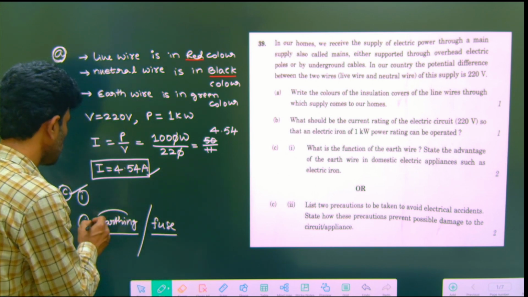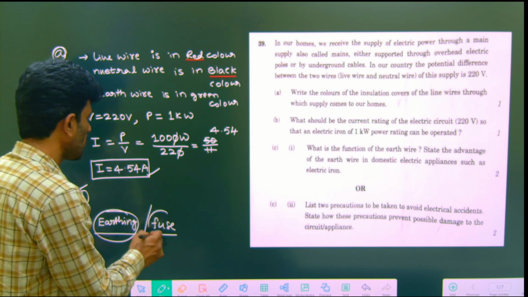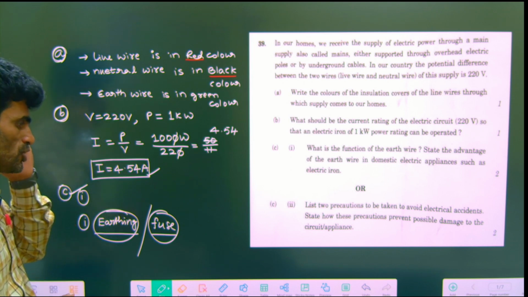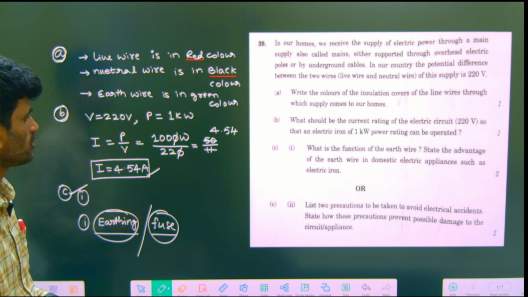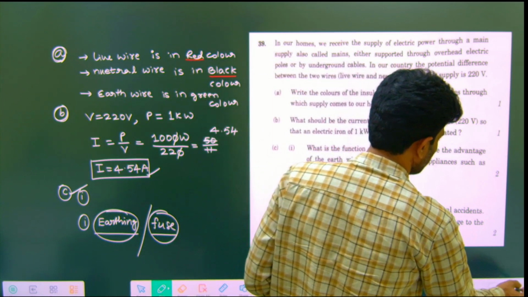And we discussed just now about earthing, how it protects us from electrical shock. So these are some precautions to be taken to avoid shock and overloading. So this is about case study question number 39.